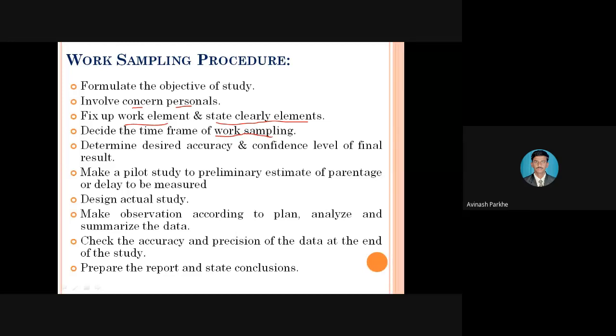Then determine the desired accuracy and confidence levels of the final result. After the observation, the supervisor has visited and he will give some results. Whatever observations he has obtained, for those results we have to decide the accuracy and the confidence level. Whatever results are given by that supervisor or the management person, we have to check the accuracy and the confidence level.